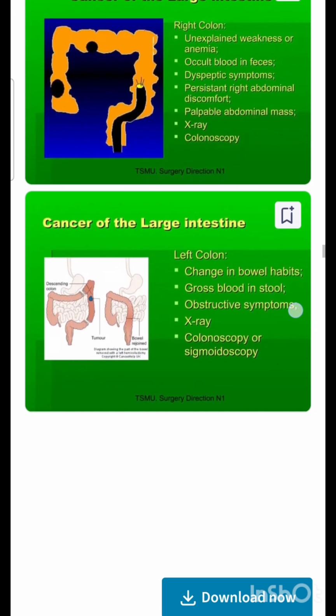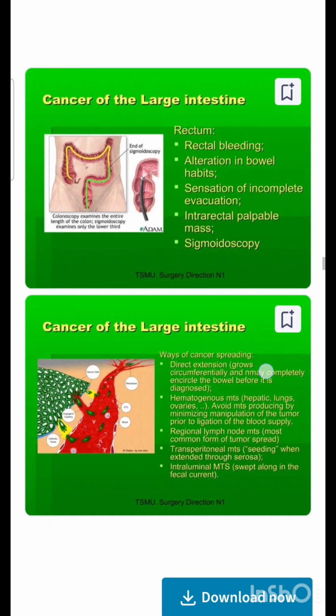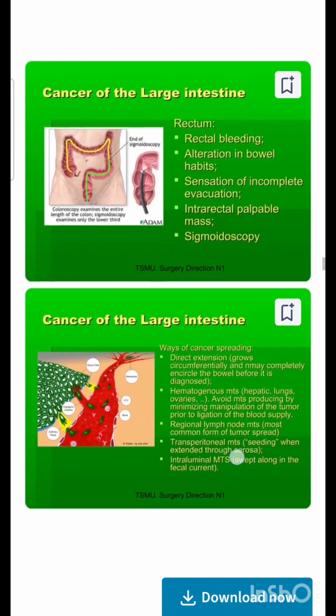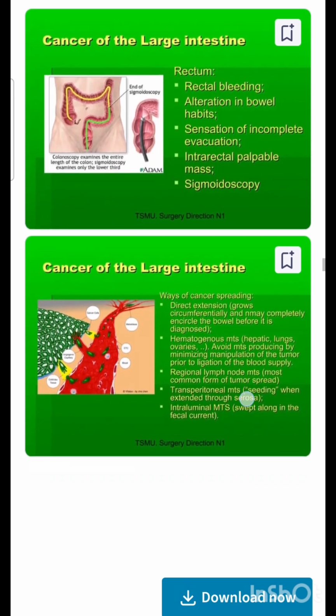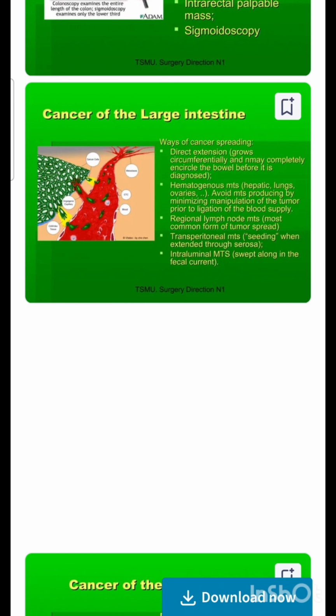The entire thing is removed and anastomosis can be done, as in the image. Okay. Then cancer of the large intestine. Colonoscopy examines the entire length of the colon. Sigmoidoscopy examines only the lower third. Then rectal bleeding, alteration in bowel habits, sensation of incomplete evacuation, and intrarectal pelvic sigmoidoscopy are all signs of rectal cancer.